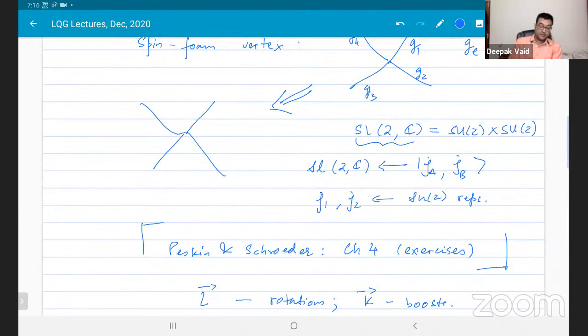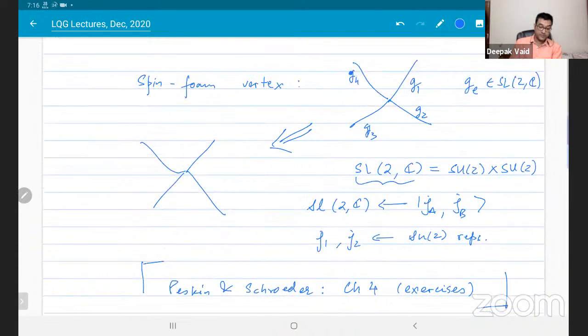So now for my 4-dimensional spin networks, what I would do is I would label each edge with 2 copies of SU2. So J_A1, J_B1. A and B refer to the copies, 1 refers to the edge. Then this would be J_A2, J_B2, and so on. Okay.